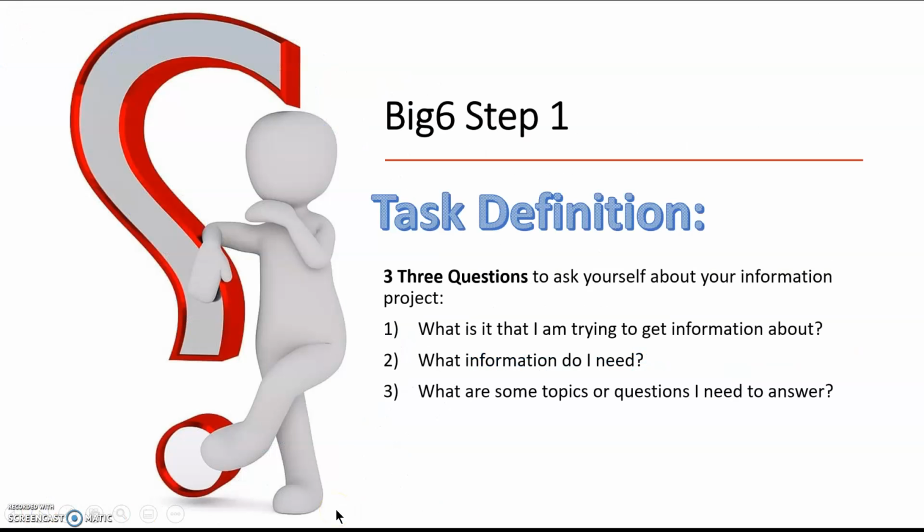So the first step for this model is the task definition. This is basically where you're trying to figure out what it is that you're going to be writing about or creating this project for. So you need to ask yourself these three questions. What are you trying to get information about? What information do you need? And what are some of the topics or questions within this task that you need to answer?